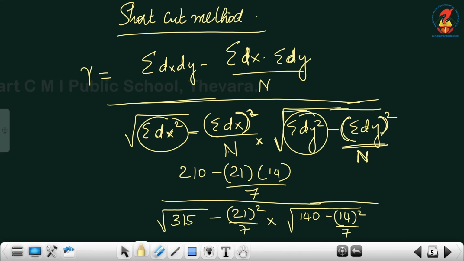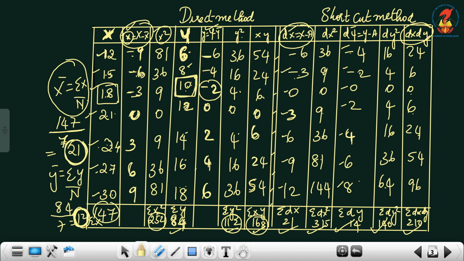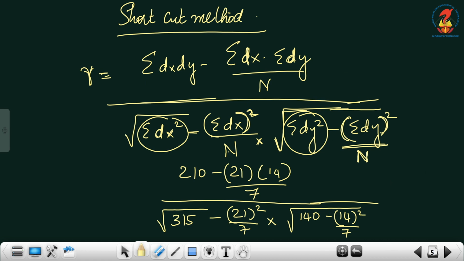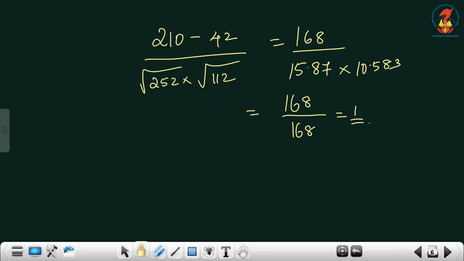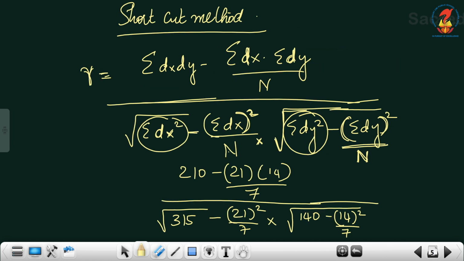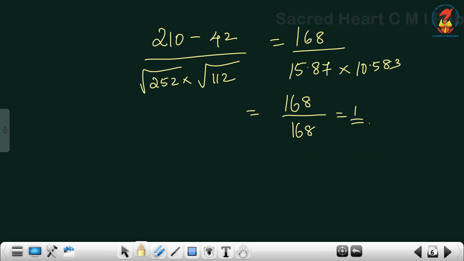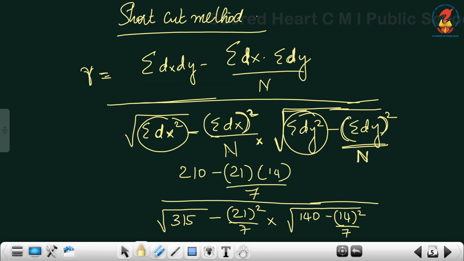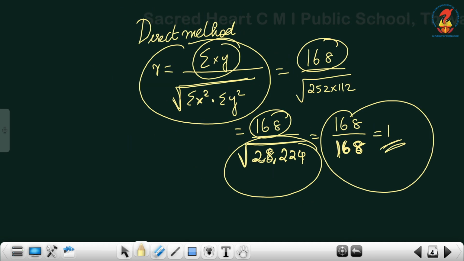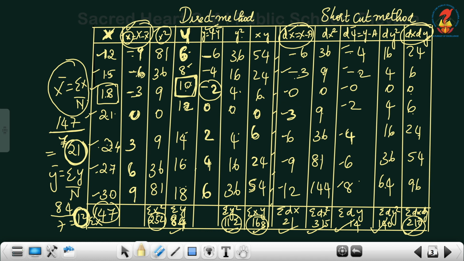Okay, now let us apply the values as per the formula. The first one is r is equal to sigma dx dy. What is sigma dx dy? Sigma dx dy is 210 minus sigma dx into sigma dy. So you have to find out sigma dx into sigma dy.